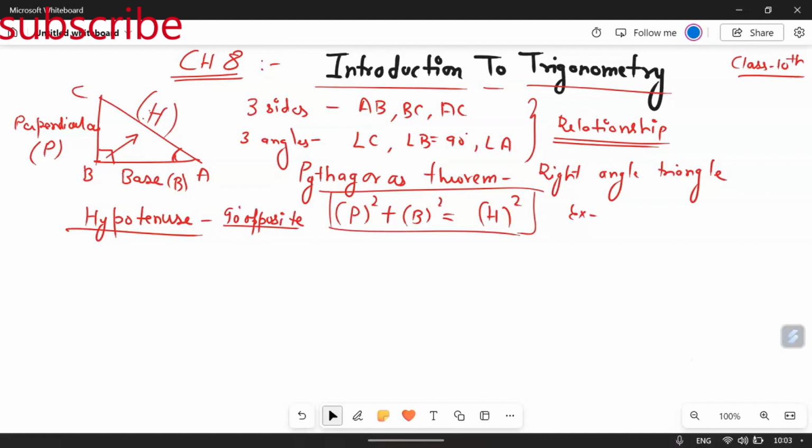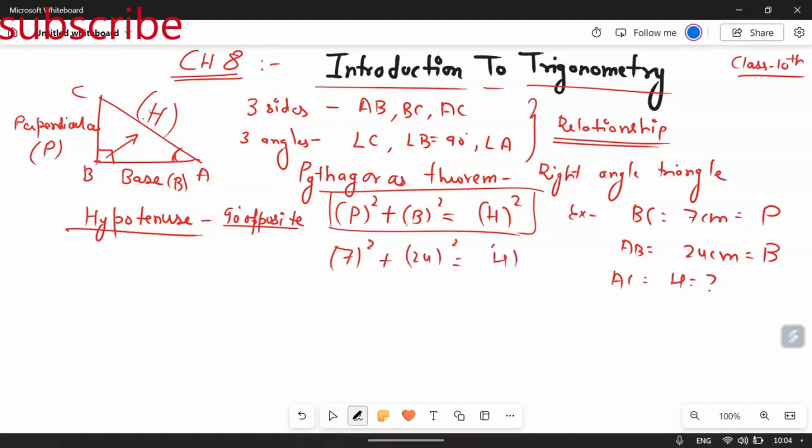Suppose I am giving you one example regarding that. In a triangle, if BC is 7 centimeter, it means the perpendicular is 7 centimeter, and AB is 24 centimeter. That is your base. And the hypotenuse AC is your question mark, which you can easily find out by using this theorem. So you can apply 7 square plus 24 square, that will give you H square, and this is 49 plus 576, that will give you H square.